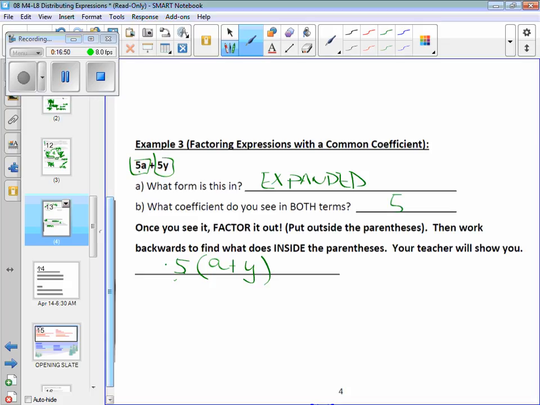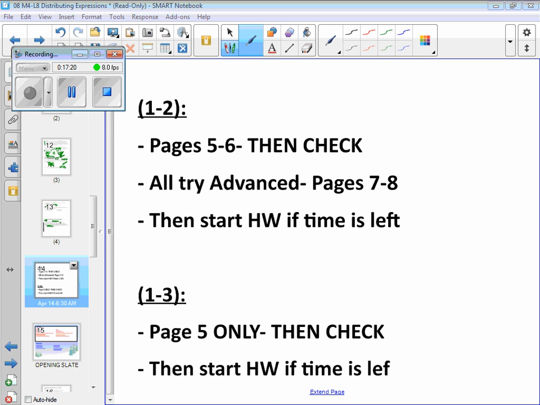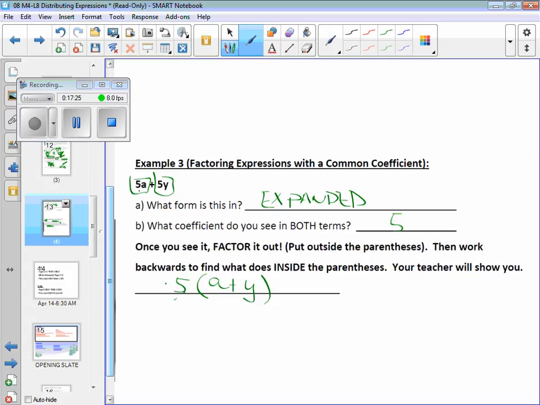Show me fingers. Mr. Rossi, I just have a question. I thought you said you can't add together variables. Then why would you add them together? I still have 5a plus 5y. I can't go any further than this. I can't combine my terms. I can't make this any smaller. It would have to stay 5a plus 5y.